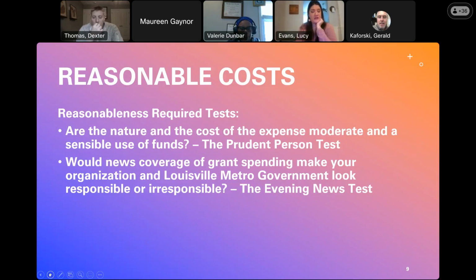So now we're going to talk about reasonable costs. Reasonable costs have two required tests. The reasonableness required tests are: are the nature and the cost of the expense moderate and a sensible use of funds? This is something we've talked about in previous Lunch and Learns, the prudent person test. Would news coverage of a grant spending make your organization and Louisville Metro government look reasonable or irresponsible? This is what we've referred to as the evening news test.